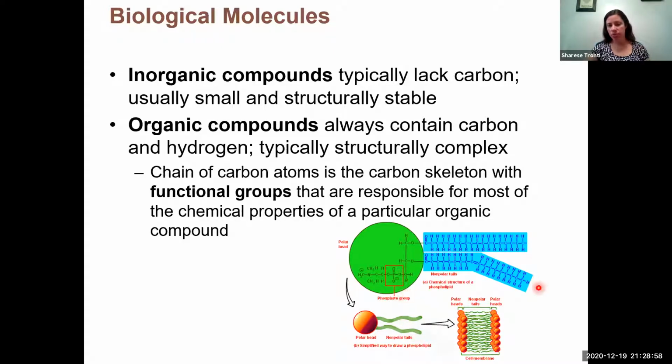This tail is nonpolar, right? The chemical compounds of these molecules determine their function.